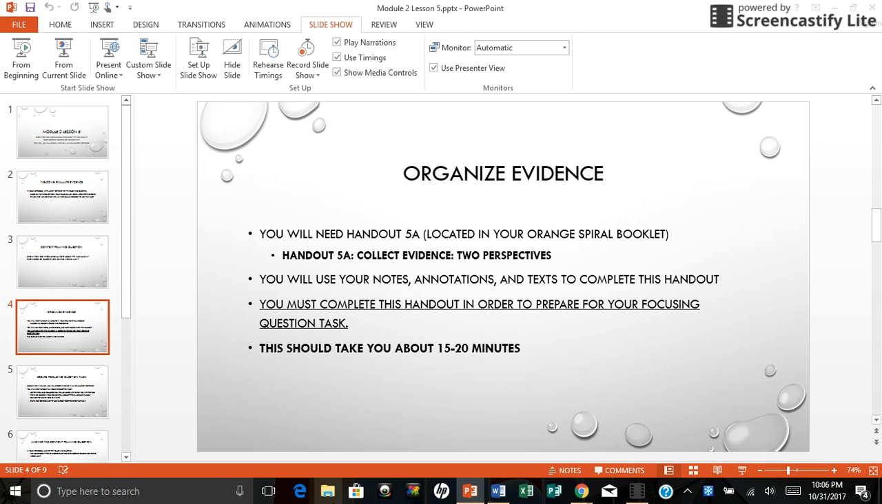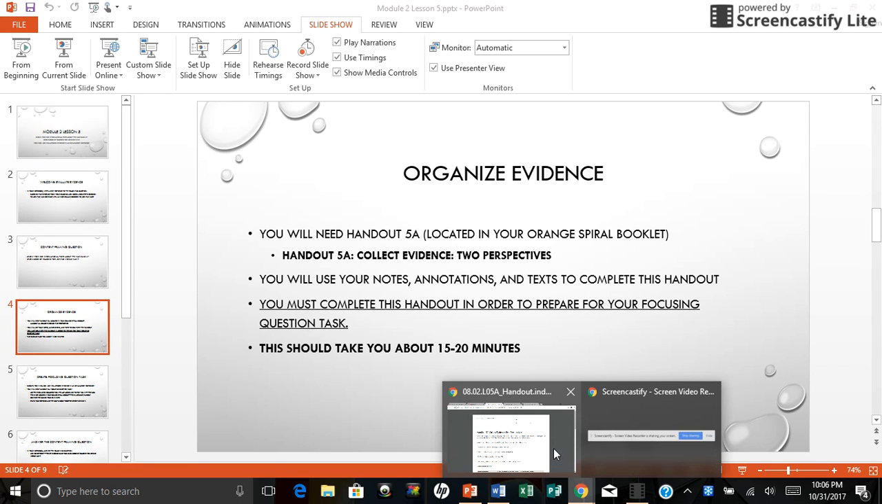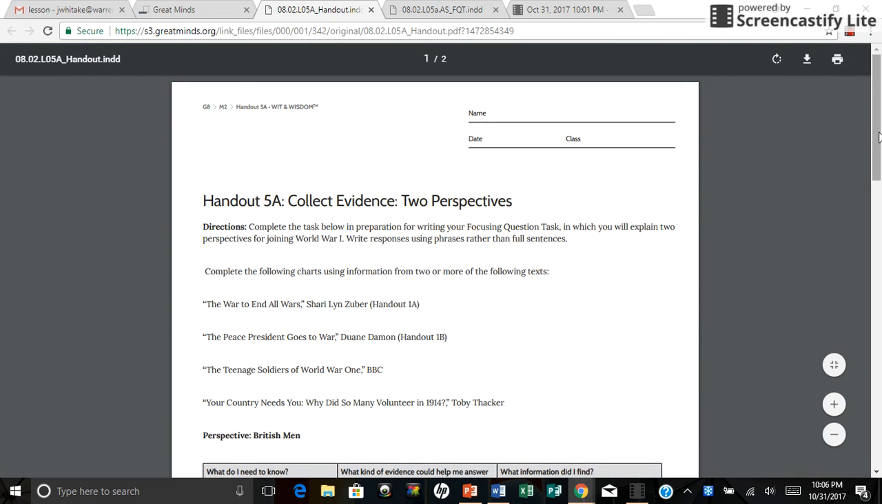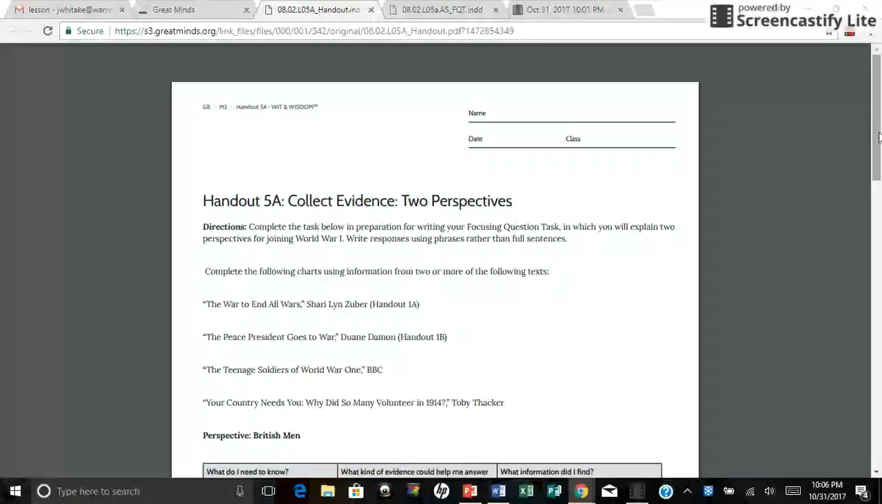It looks like this. Let me flip over my screen real quick. Looks like this in your spiral book. There's going to be another one, handout 5A, and it's not in your book. I've made a copy for you, but that's not what you're going to need just yet. So let's talk about this handout 5A, Collect Evidence to Perspectives.